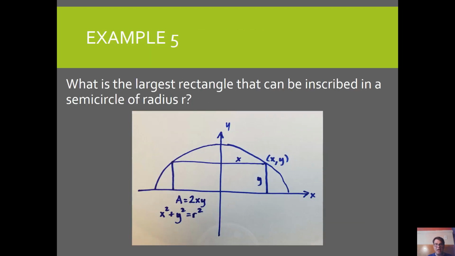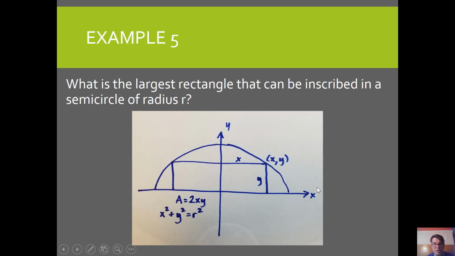Then he does, of course, some examples. So I just picked one of the examples. Here's example 5. What is the largest rectangle that can be inscribed in a semicircle, not very well drawn, of radius r? In other words, from the center, the origin, to anywhere. By definition of a circle, the radius is going to be the same from the origin to any point on the semicircle.